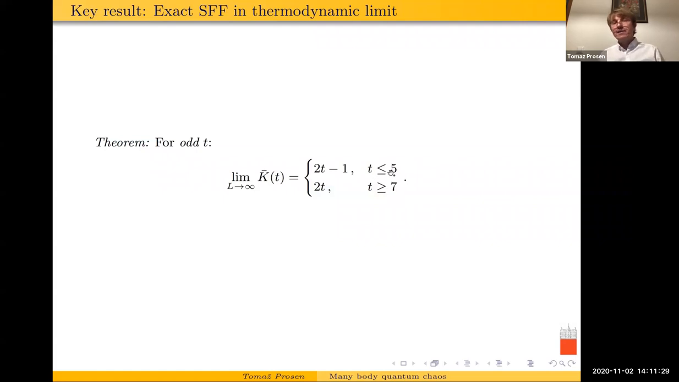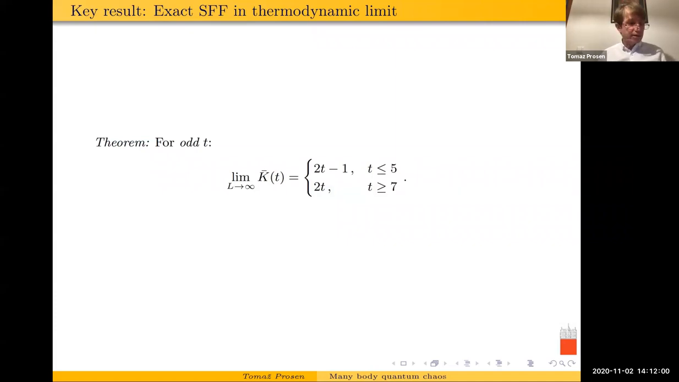For times less than or equal to 5, there is a small correction, which is order 1, which is 2t minus 1. Of course, we have to do the thermodynamic limit, so the Heisenberg time is at infinity. So the random matrix result is just a linear ramp for all times, and there is essentially no Thouless time effect. If you want, the Thouless time is 5, but whatever you want to call it, it's order 1.